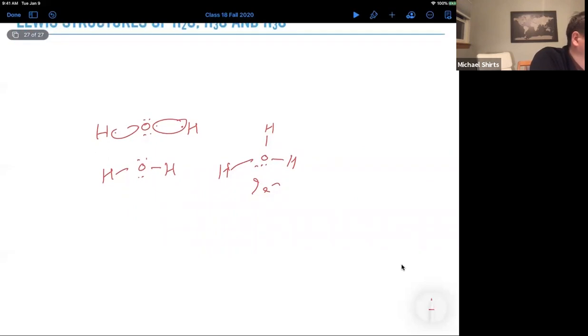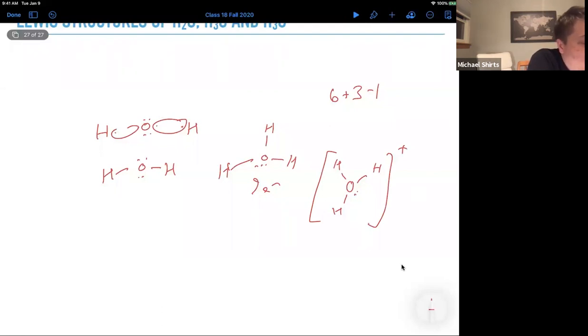So how about H3O plus, though? We already know this is the hydronium ion, so we suspect it might be relatively stable. How many valence electrons do we have? We've got 6 from oxygen, plus 3 from the 3 hydrogens, minus 1. We're taking 1 electron away. So instead of having the 3 electrons there, there's just 2 electrons there, and there's an overall positive charge. That's how we would denote the overall positive charge of the hydronium ion.